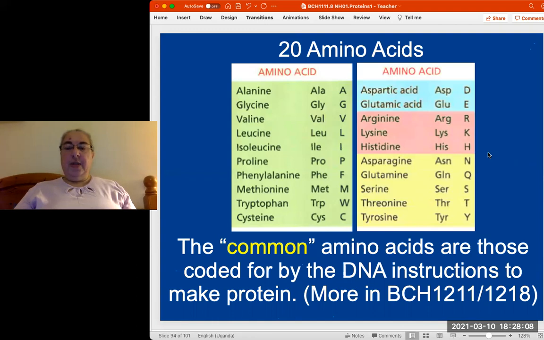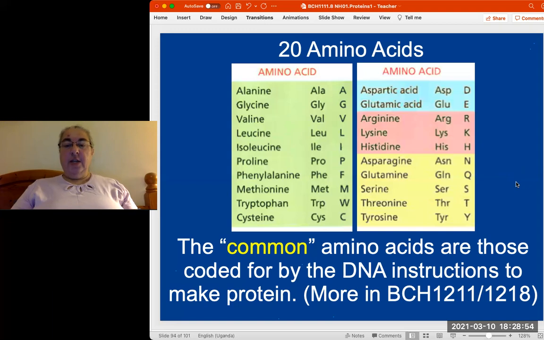So, the 20 common amino acids that we've just been talking about are called common because they are the ones that are found most commonly in proteins. And they're found most commonly in proteins because these are the 20 that are coded in the DNA instructions to make the protein. These 20 amino acids have their presence in a protein coded into the DNA instructions. You'll learn exactly how that works next semester in BCH1111.